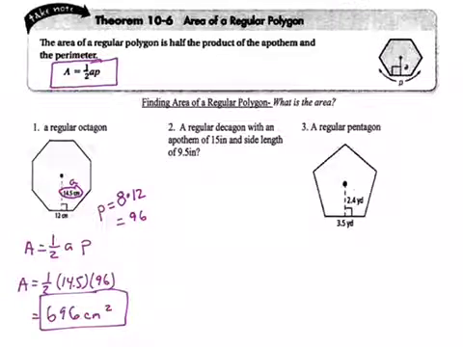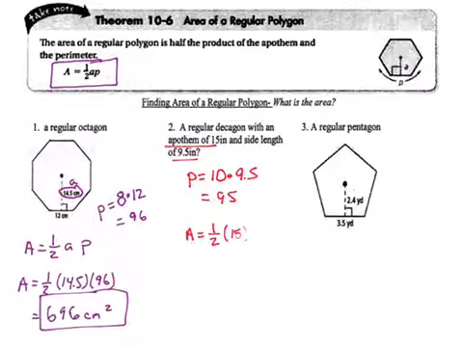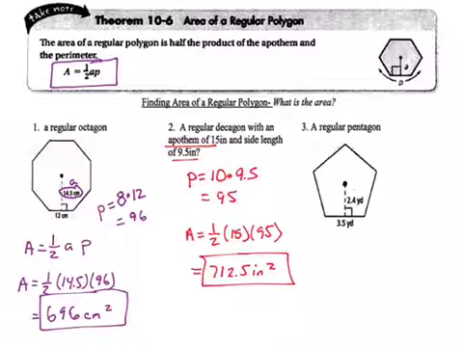Question 2, a regular decagon with an apothem of 15 inches and side length of 9.5. So let's go ahead and find the perimeter. Well, a decagon has 10 sides, and every side is 9.5. So the perimeter here is 95 inches. So our area formula becomes 1/2 times the apothem times the perimeter. Well, in this case, the area equals 712.5 inches squared.